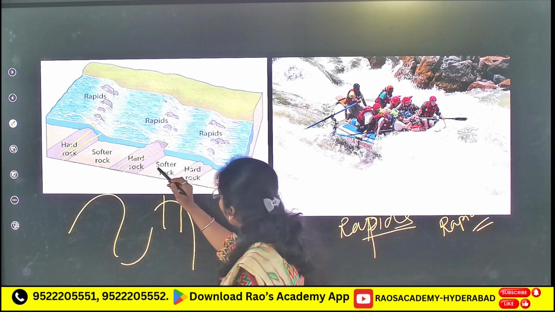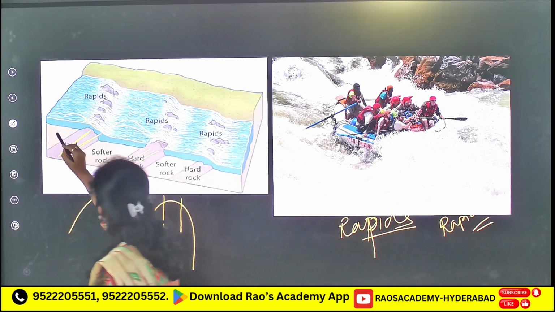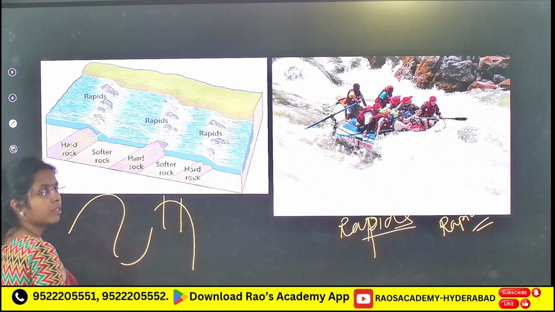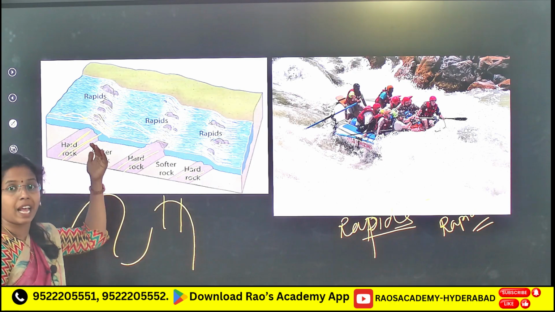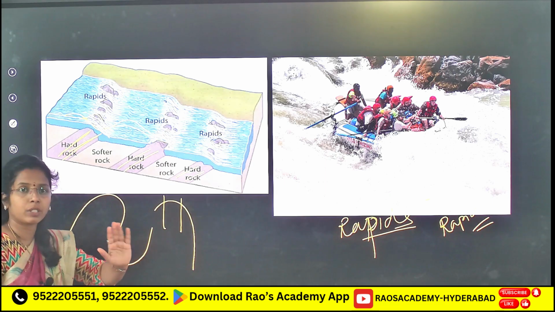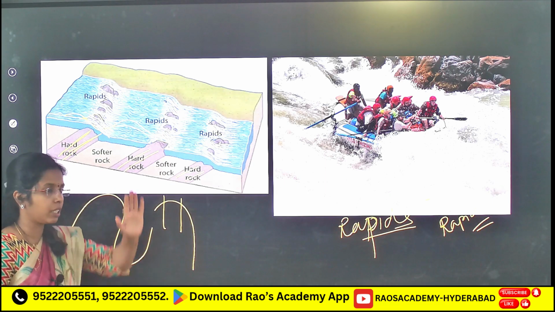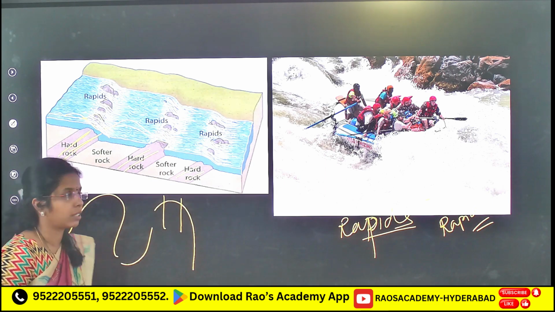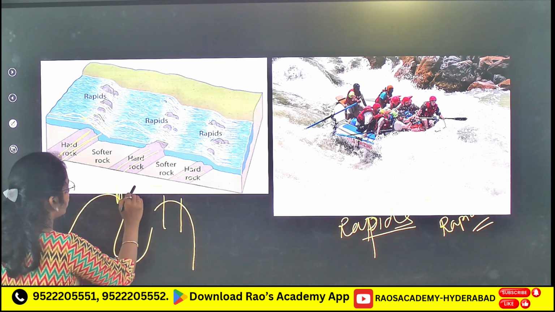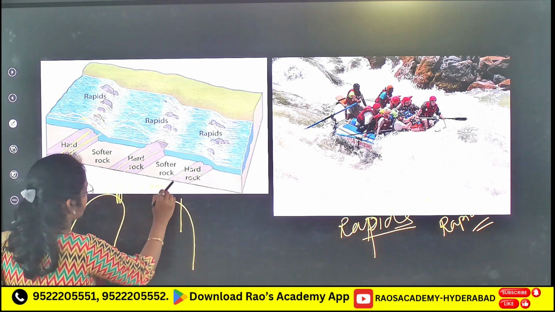Hard rock, soft rock, hard rock. Now here water is coming like this, suddenly the slope increases and suddenly the slope decreases. The fast movement you will see increases, decreases, increases, decreases, because of differential erosion. Here also differential erosion.